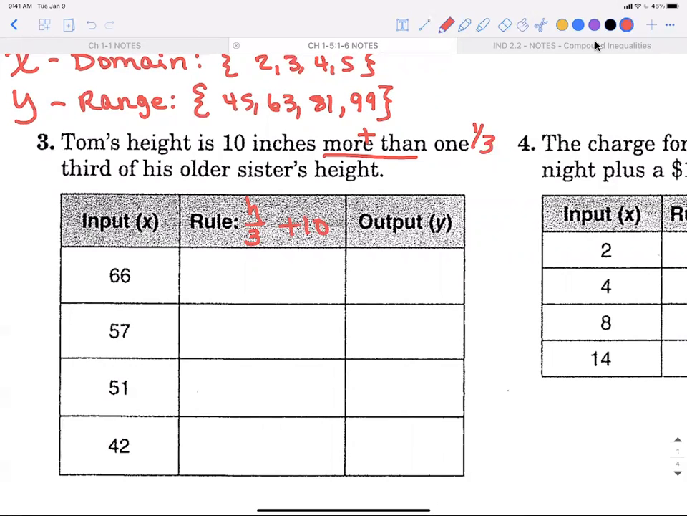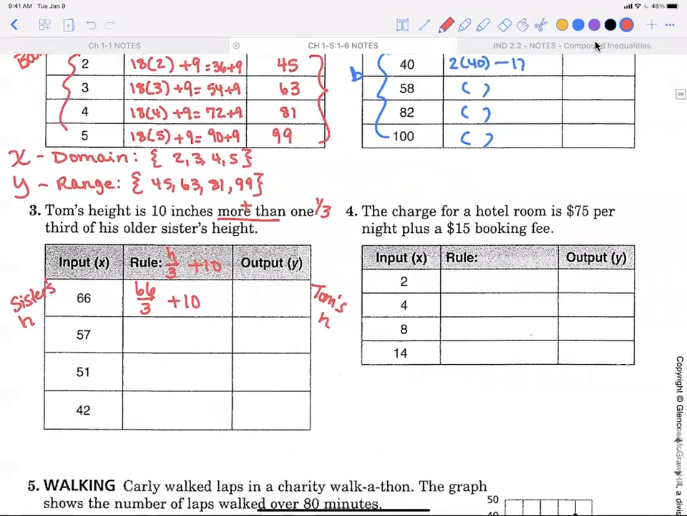And again, like I said, sometimes it's just a matter of reading the sentence 2 or 3 times, marking up what you know, try the rule a couple times, get it to where it really makes sense with what your sentence is. So now looking at my rule, I've got the sister's height divided by 3 plus 10. So again, if her height is 66, now I can get what his height would be. So over here is the sister's height. And over here would be Tom's height based on the different numbers that you wrote in. Make sense? That one's just like the other one.